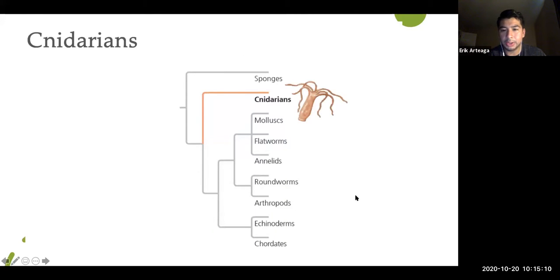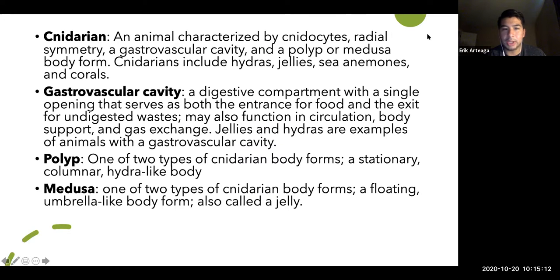All right, cnidarians. A cnidarian is an animal characterized by cnidocytes, radial symmetry, a gastrovascular cavity, and a polyp or medusa body form. Cnidarians include hydras, jellies, sea anemones, and corals. And jellies refers to jellyfish.